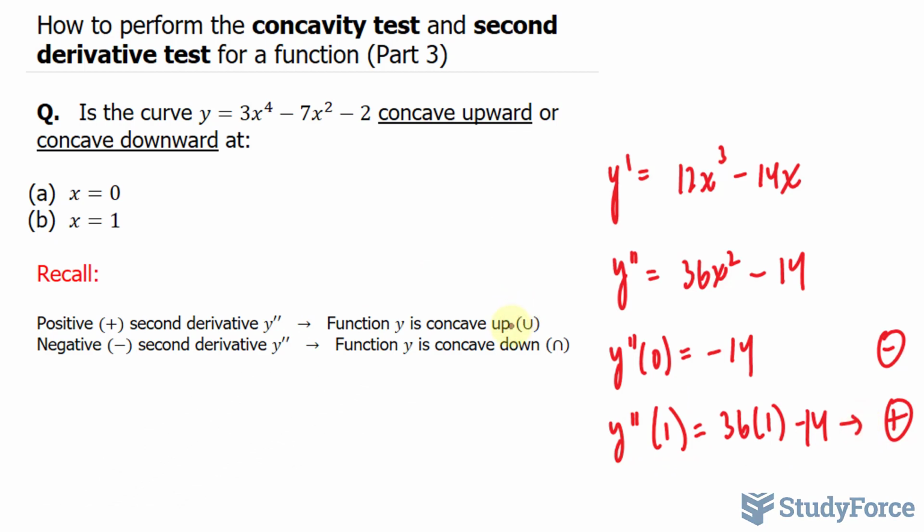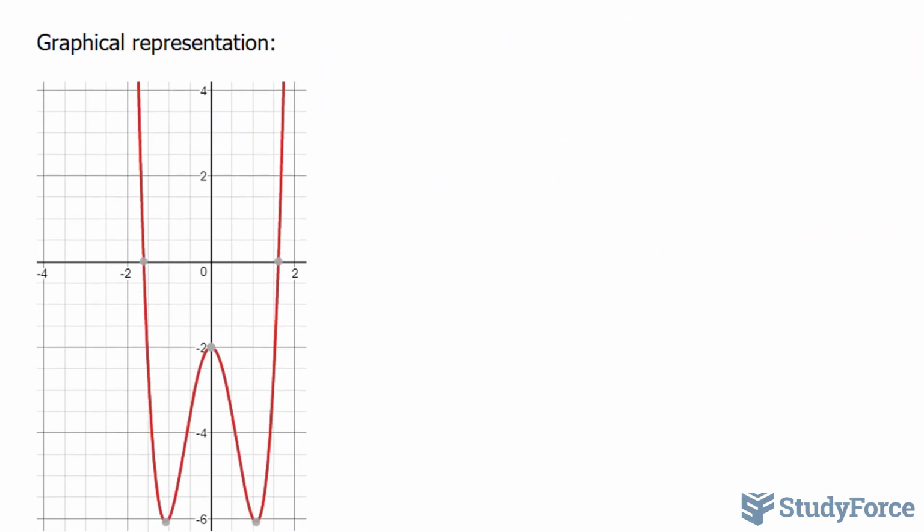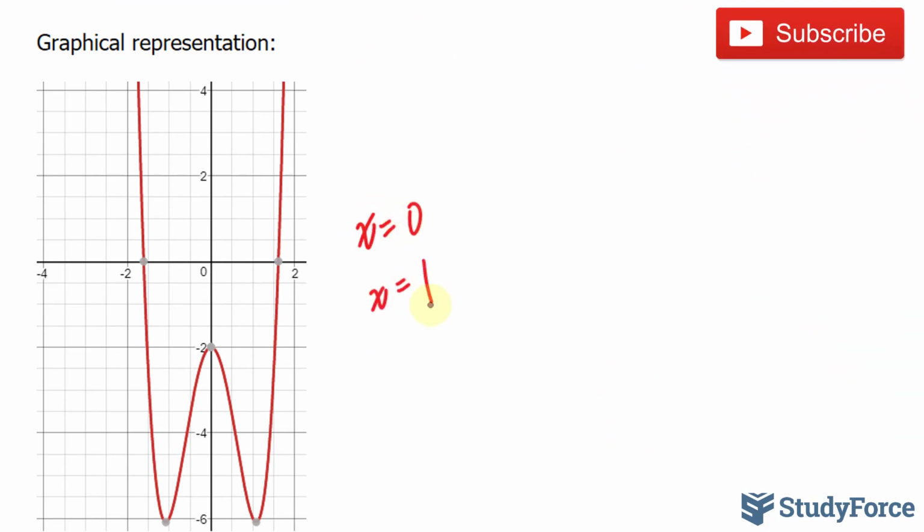And similarly, y double prime at 1 gives us a positive output, so it's going to look like this at that point. I also want to show you a graphical representation of this function, not the second derivative, and it looks like this. Remember, the 2 points we were analyzing is x being 0 and x being 1. So this is x is equal to 1.